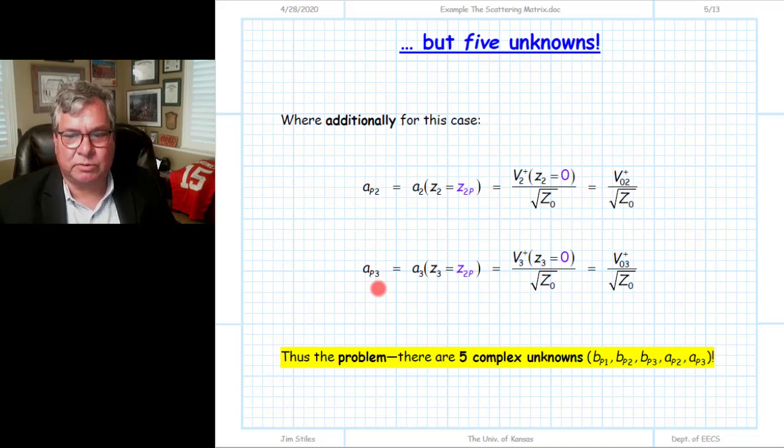So we count up all the unknowns we have. We have the 3 scattered waves. In addition, we have these 2 incident waves, and so we have 5 altogether.